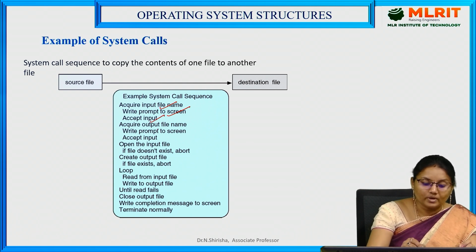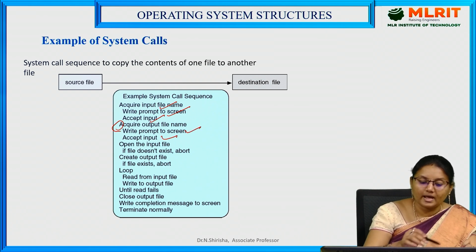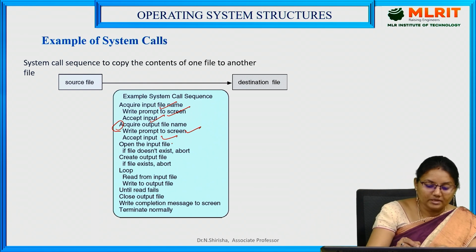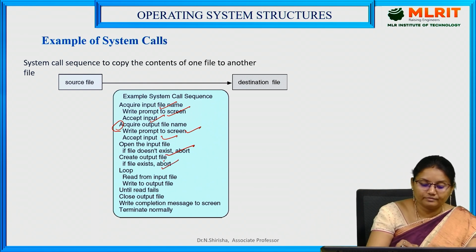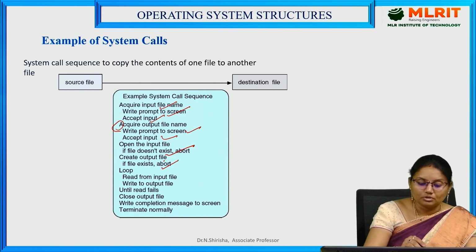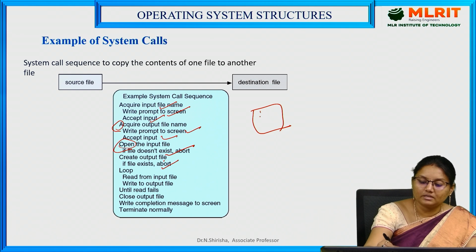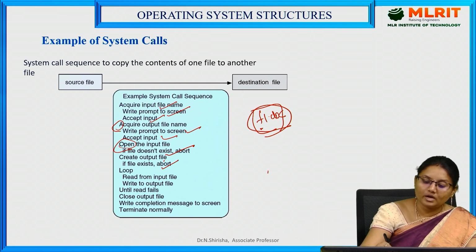Acquire output file. To acquire the output file, what do we do? We write the prompt to the screen and accept the input, just to perform a write operation. Open the input file. If the file does not exist, abort. Otherwise, create the output file. If the file exists, also abort. So if you open a file, if there is any file stored in a particular location, f1.doc, if it is there, then only you can open it. If this file is not there, then you have to create it. So these are the two things which are interrelated.